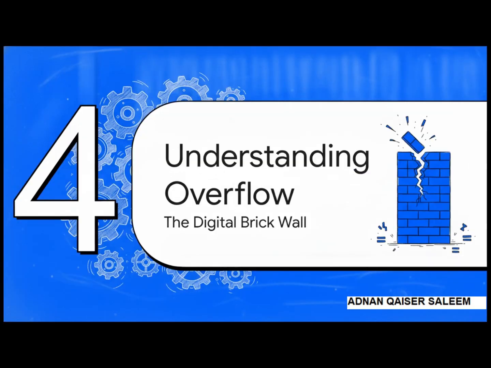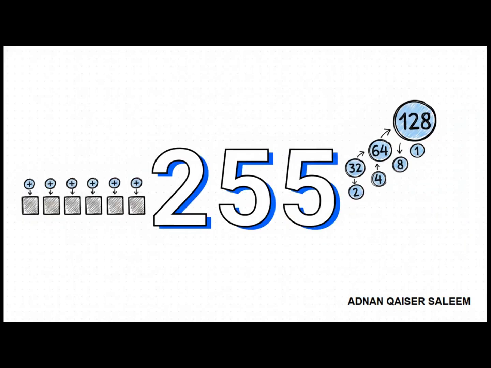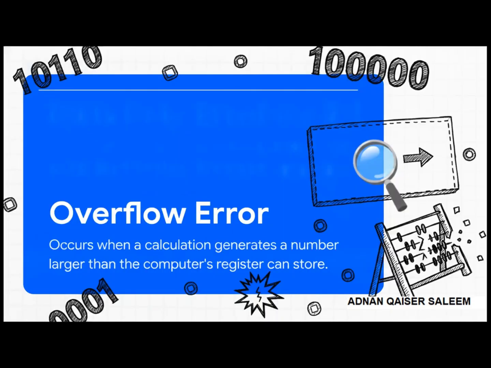Section 4, Understanding Overflow. This is where standard math suddenly hits a digital brick wall. I need you to burn this number into your mind for the exam: 255. If you turn on all 8 bits in an 8-bit register, meaning you add 128 plus 64 plus 32 plus 16 plus 8 plus 4 plus 2 plus 1, they add up to exactly 255. That is literally the absolute maximum denary value that an 8-bit register can possibly hold. It cannot hold 256. So, what exactly happens if a calculation goes over that limit?